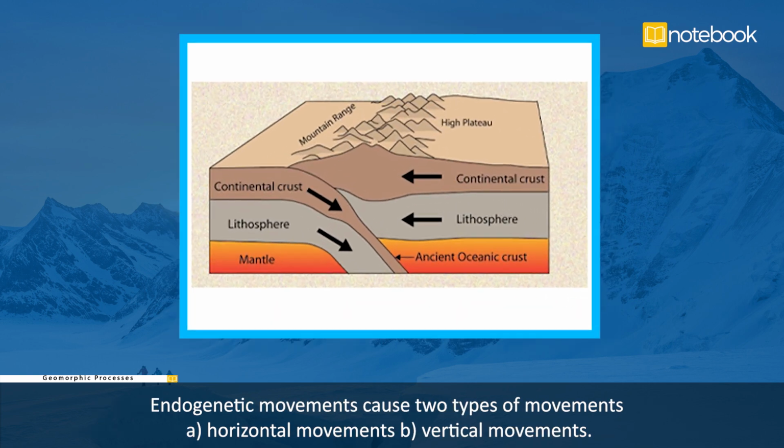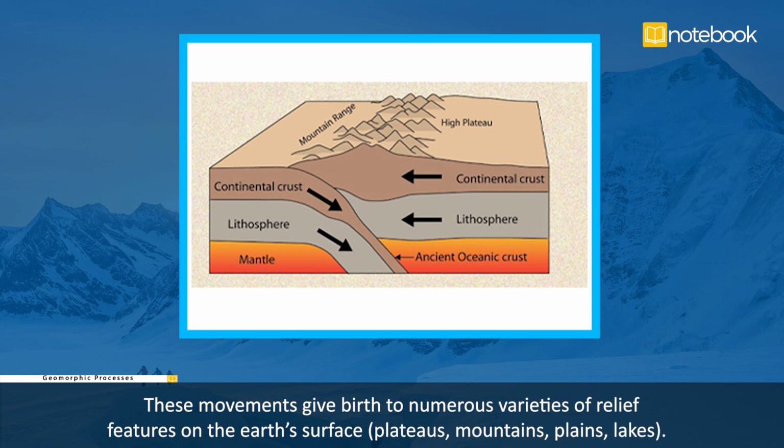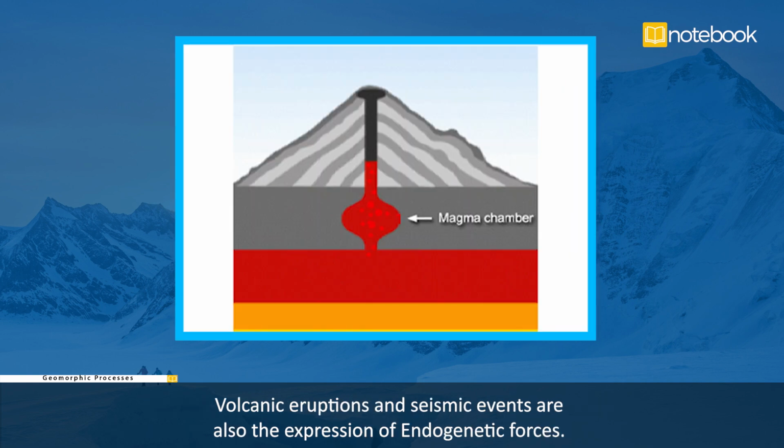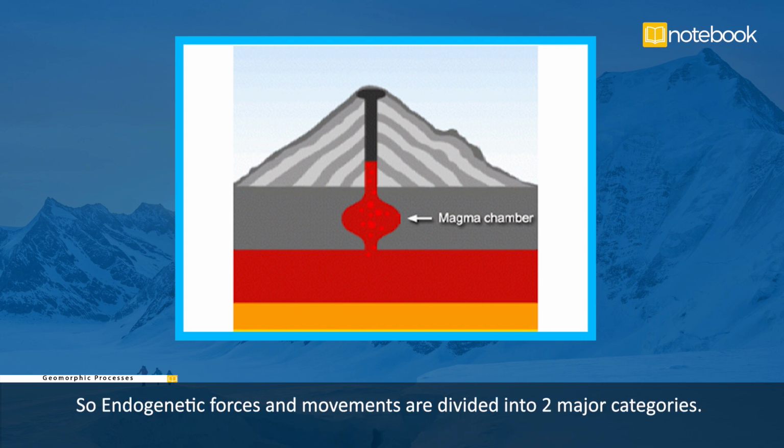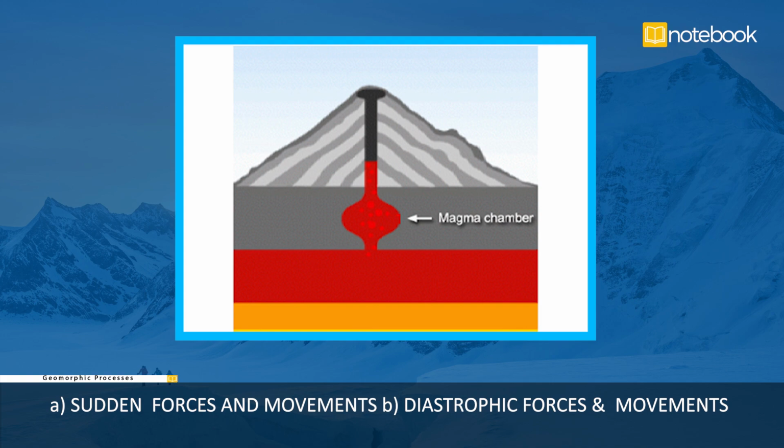Endogenetic movements cause two types of movements: horizontal movements and vertical movements. These movements give birth to numerous varieties of relief features on the Earth's surface: plateaus, mountains, plains, and lakes. Volcanic eruptions and seismic events are also the expression of endogenetic forces. So, endogenetic forces and movements are divided into two major categories: sudden forces and movements, and diastrophic forces and movements.